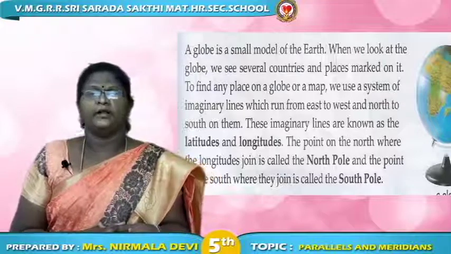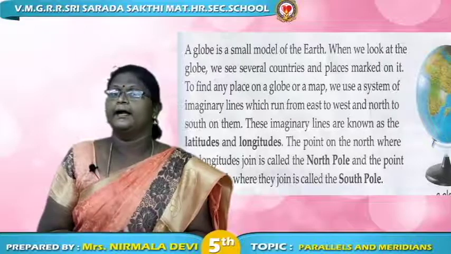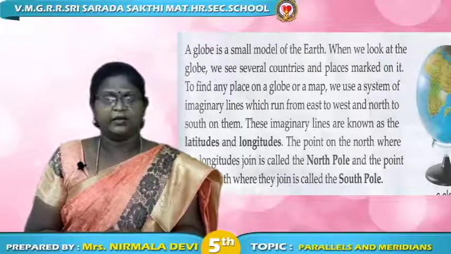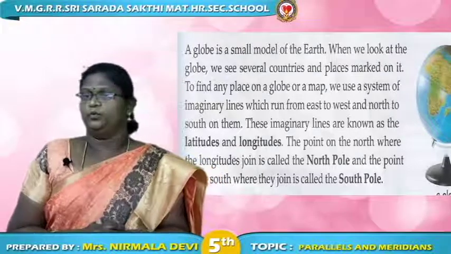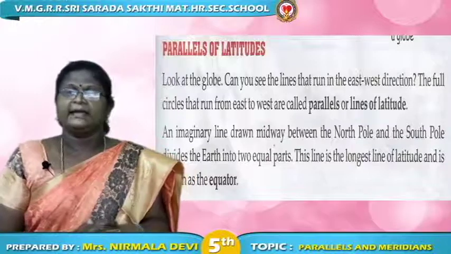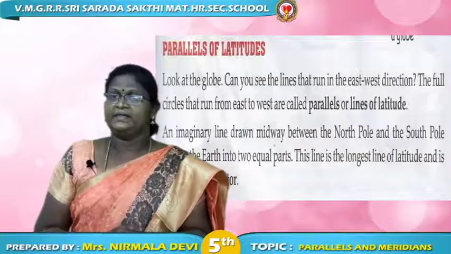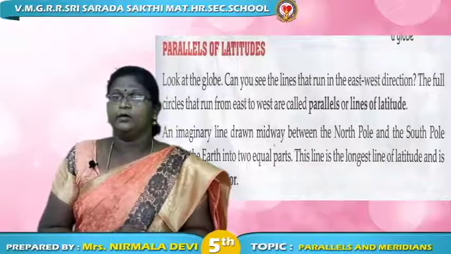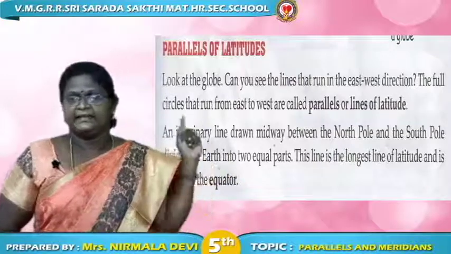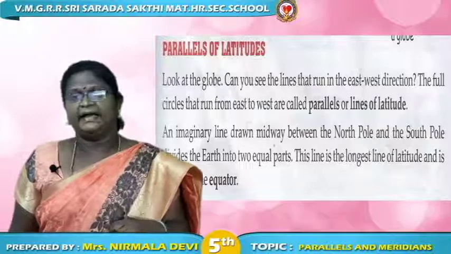The point on the north where the longitudes join is called the North Pole, and the point on the south where they join is called the South Pole. Okay, parallels or lines of latitude. Look at the globe. Can you see the lines that run in the east-west direction? The full circles that run in the east-west direction are called parallels or lines of latitude.